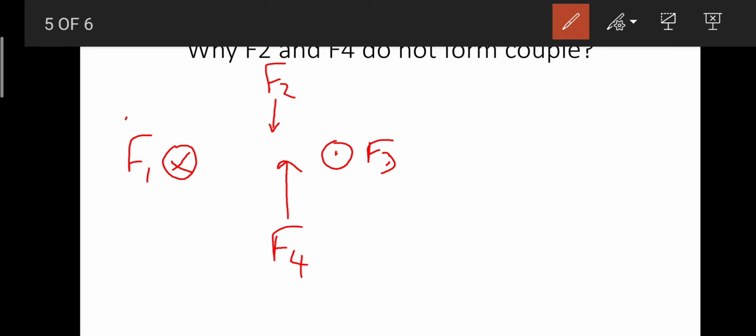There are three conditions for a couple. Number one: the magnitude of the two forces should be equal, right? If we talk about magnitude, we notice that the magnitude of F1 and F3 was the same, and the magnitude of F2 and F4 was also the same. So the first condition, magnitude, is fulfilled by all four forces.